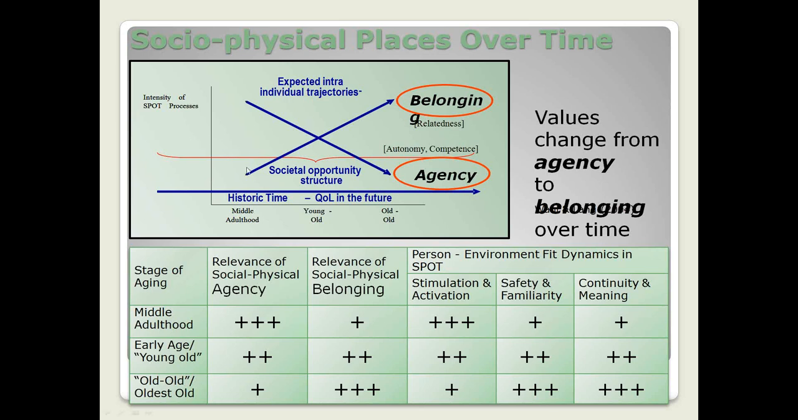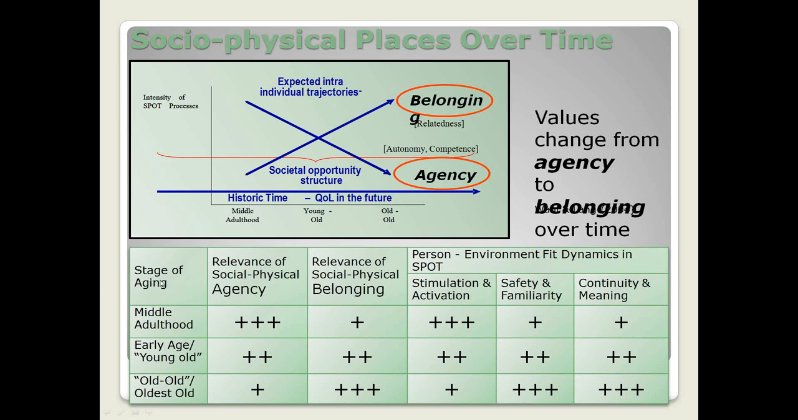But something else becomes very important, and that's something that maybe wasn't that important in middle adulthood. But over time, as you go from middle adulthood, young old, to old old, suddenly belonging becomes really important. So now we can stop looking at this and just look here, because this, I think, explains it a little better.